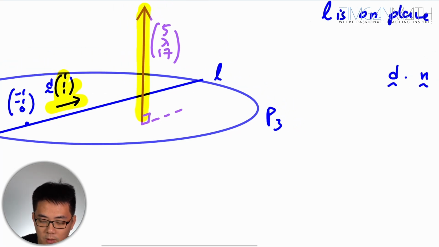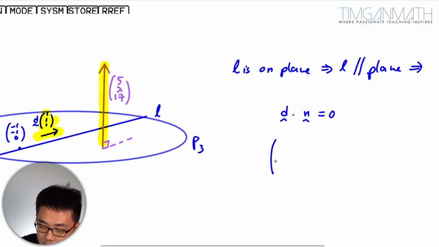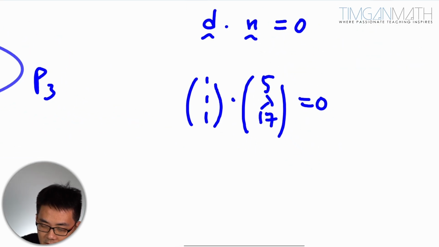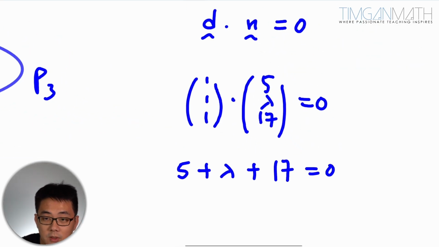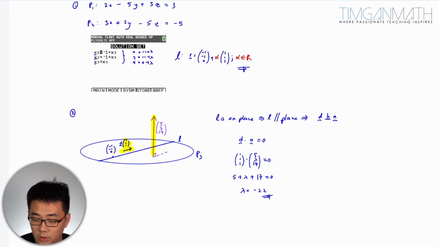So d dot n: (1, 1, 1) dot (5, lambda, 17) equals 0. This gives 5 plus lambda plus 17 equals 0, so lambda equals minus 22. Okay, so I got the first one.